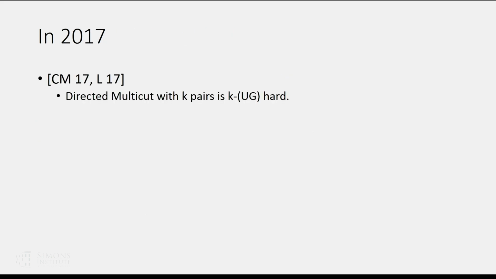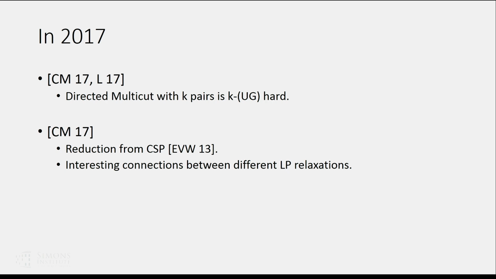What happened in 2017 is that Chandra, Vivek, and I independently proved that directed multicut with k pairs is unique games hard to approximate within a factor of k. So the trivial k-approximation algorithm is optimal. If I say something about these two proofs, Vivek and Chandra's proof is a reduction from Min-CSP that was studied by Ene, Vondrák, and Wu.